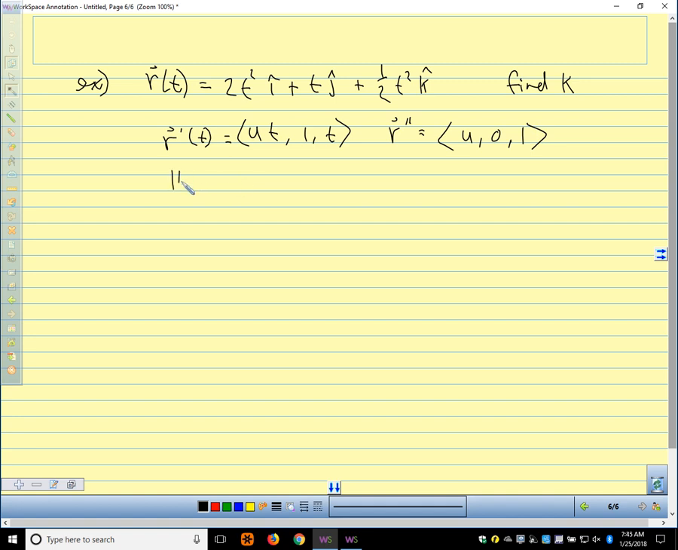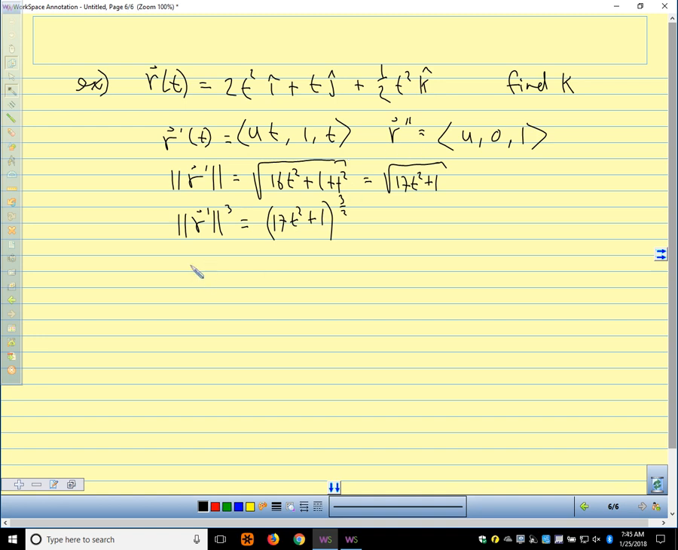The magnitude of r prime is the square root of 16t squared plus 1 plus t squared. So the square root of 17t squared plus 1. The magnitude of r prime cubed, which we need for our denominator, is 17t squared plus 1 to the 3/2.